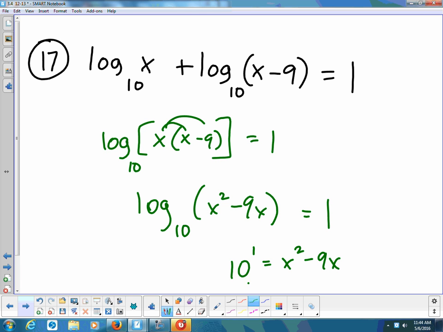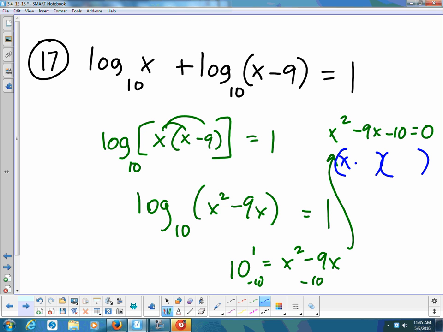All right. Then what? Subtract the 10 from both sides. So I'm going to get x squared minus 9x minus 10 equals 0. Does that factor? -10 and 1. So I get x minus 10 and x plus 1. And so my solutions are going to be x equals 10, x equals -1.